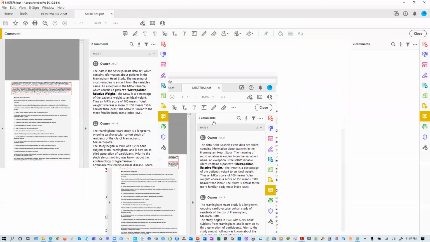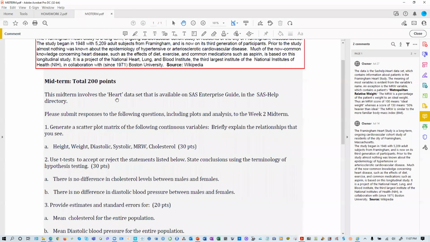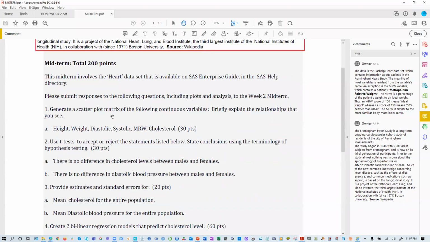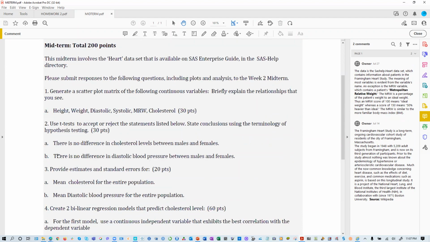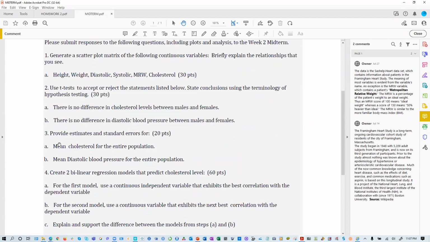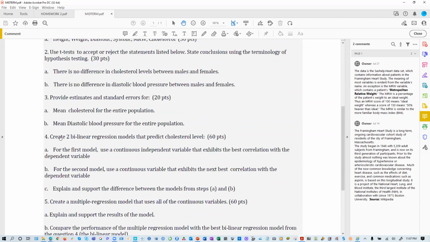And then, as I said earlier, the only thing is that instead of having the cast data, we have the heart data. So same thing. See, generate a scatter plot matrix and briefly explain the relationship of height, weight, diastolic, and so on, and do the t-test the same way that we did. This time provide the estimate and standard error only for the mean. In both cases, no variance this time. It's easy. And then you create the first bivariate regression model.